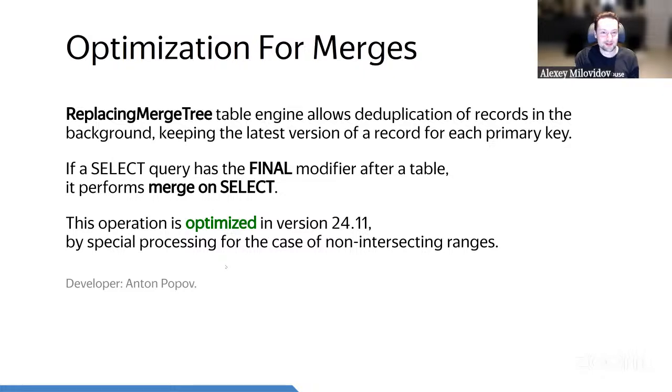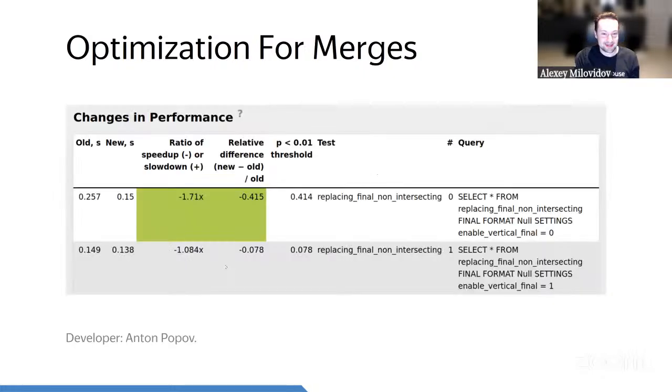I will not show it to you. Let me show the results from our continuous integration system. So a certain query was optimized 1.7 times.